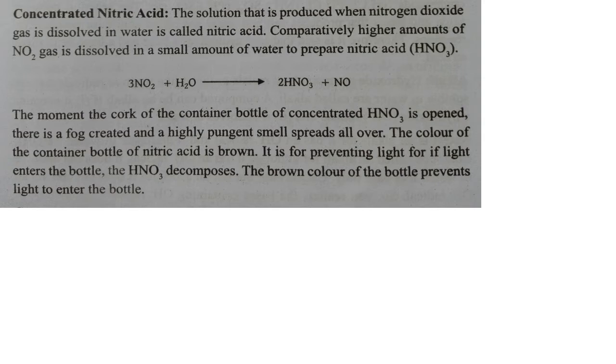The moment the cork of the container bottle of concentrated nitric acid is opened, there is a fog created and a highly pungent smell spreads all over. The color of the container bottle of nitric acid is brown. It is for preventing light, for if light enters the bottle, the nitric acid decomposes. The brown color of the bottle prevents light to enter the bottle.